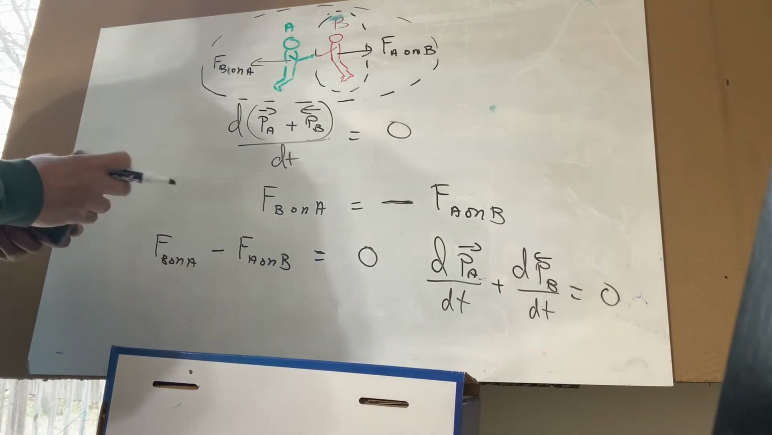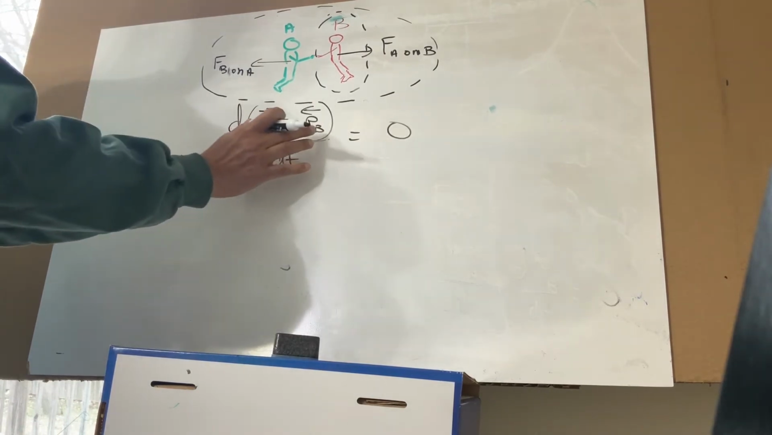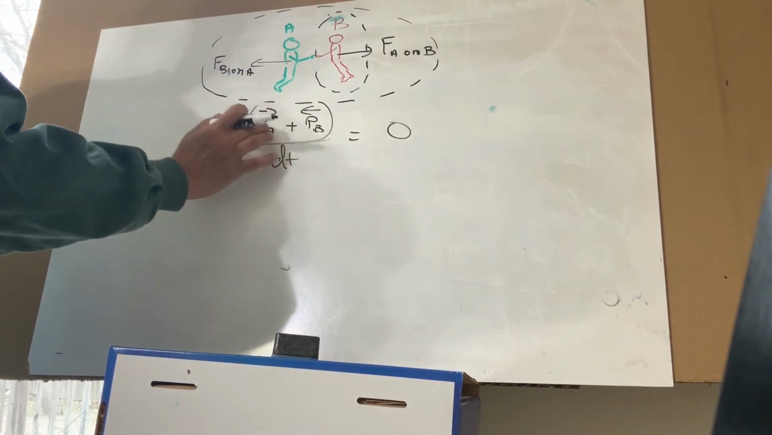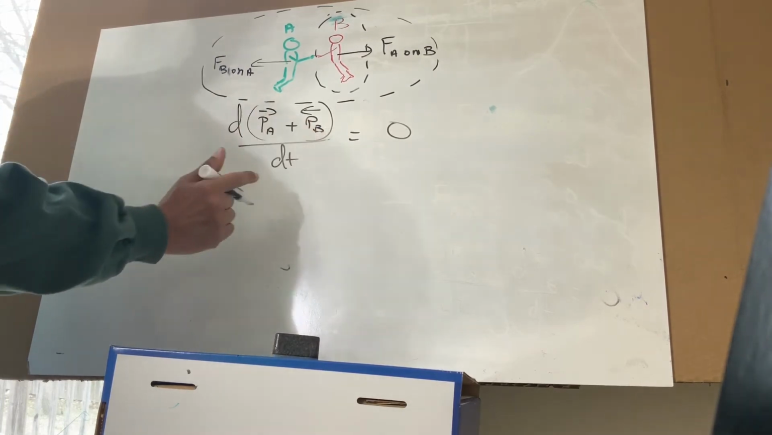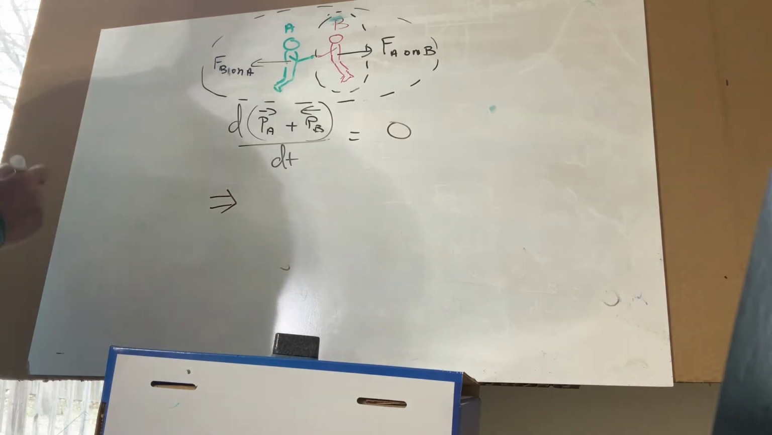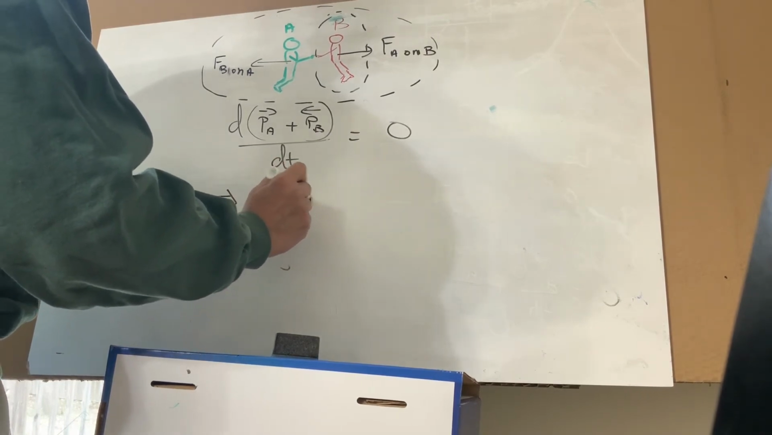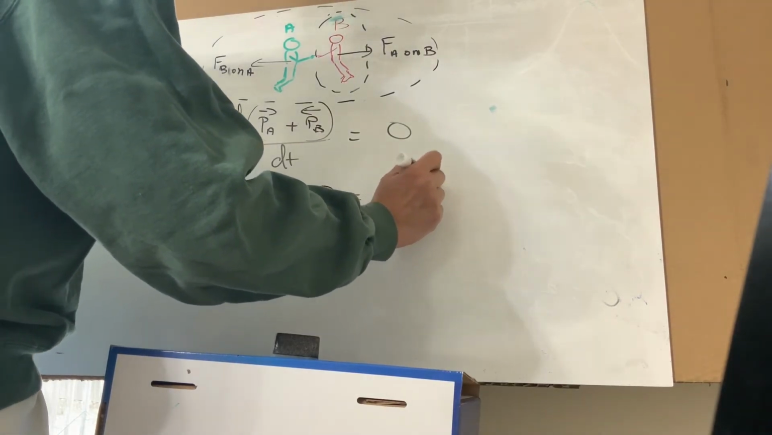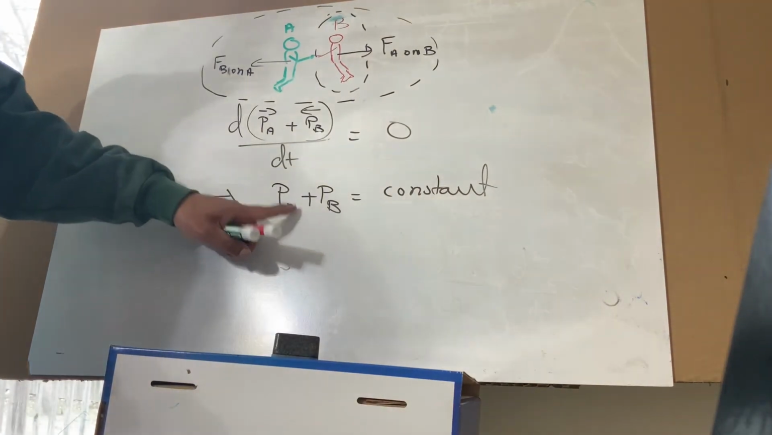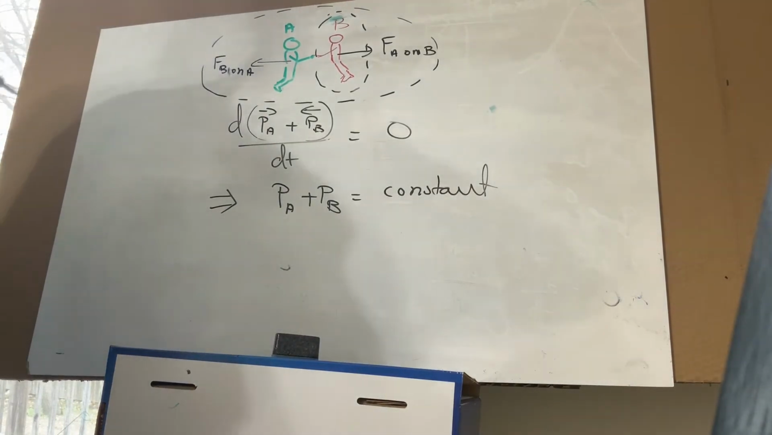All right, so what does that mean? The change in momentum with time is 0. In other words, this number does not change. Remember, the derivative of a constant is 0. So that means this is a constant. This implies that the total momentum, momentum A plus momentum B, is a constant, a number that does not change. Because if you take the derivative of that, the derivative of a constant is 0. The slope of a constant is 0.